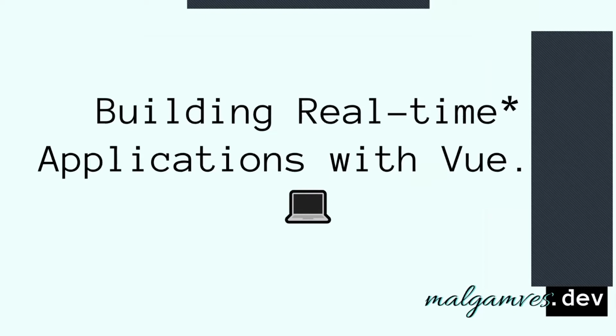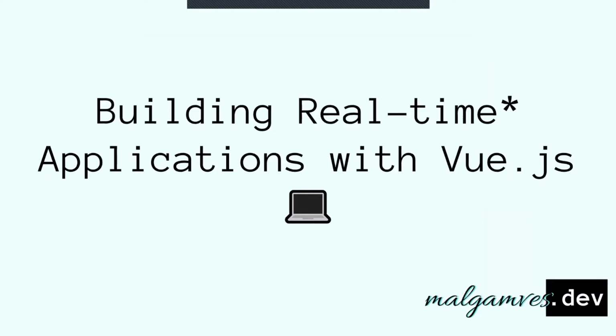Okay. Hey, I'll be presenting something on building real-time applications with Vue.js. And I put an asterisk on the real-time because, one, lots of people have arguments around how to spell it, and lots of people have arguments around what exactly real-time is. And hopefully I can help clear some of those doubts.